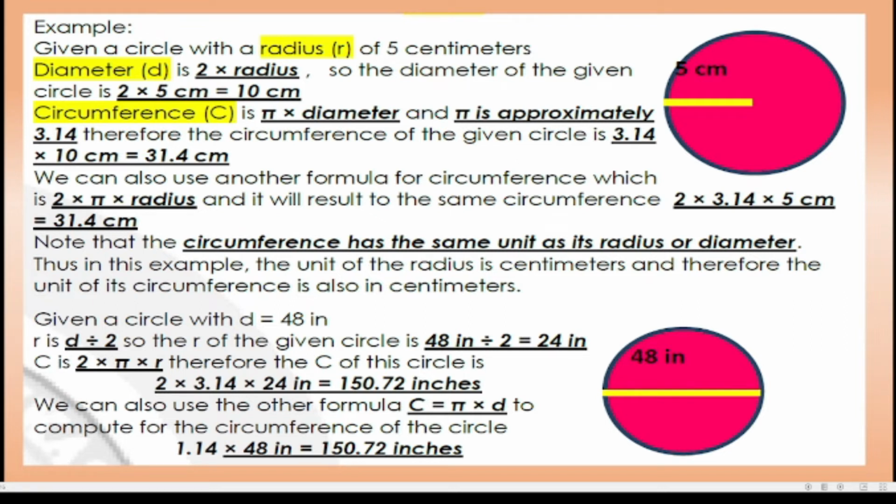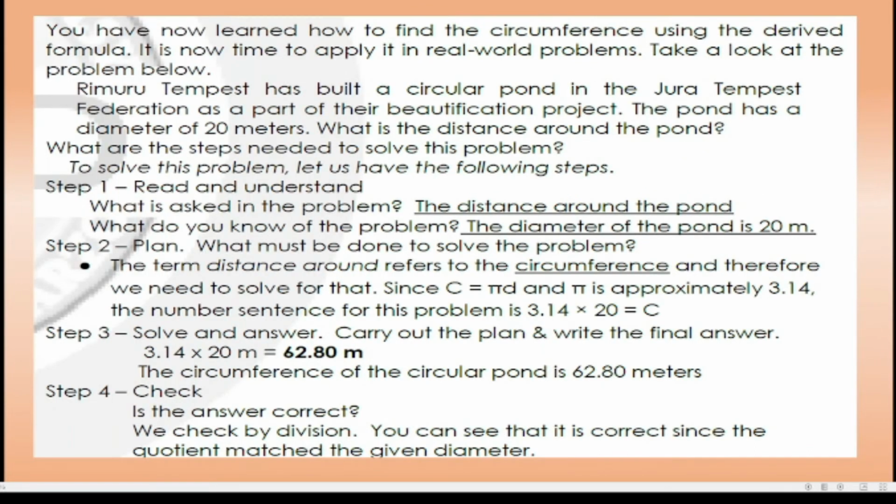C is 2 times pi times r, therefore, the circumference of the circle is 2 times 3.14 times 24 inches, which is equal to 150.72 inches. We can also use the other formula, which is C equals pi times d, to compute the circumference of the circle. 3.14 times 48 inches is equal to 150.72 inches. We have now learned how to find the circumference using the derived formula.